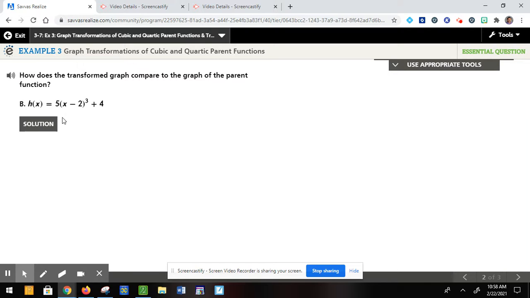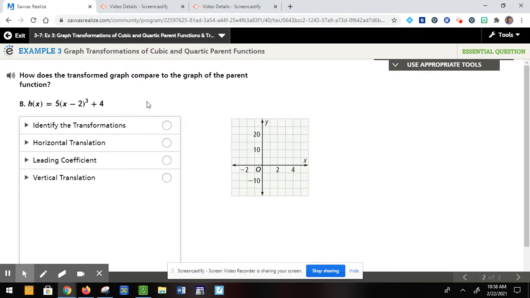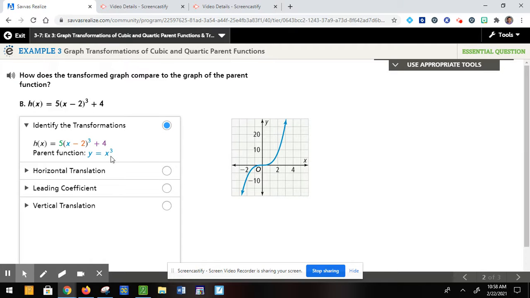All right, so the parent function for this one would be y equals x cubed. In this case, you have a horizontal translation, which is the number that's adding or subtracting on the inside. In this case, it's minus 2. You have a vertical translation, which is the plus 4, so it'll be up 4. And then the 5 is going to be stretching it the same way.